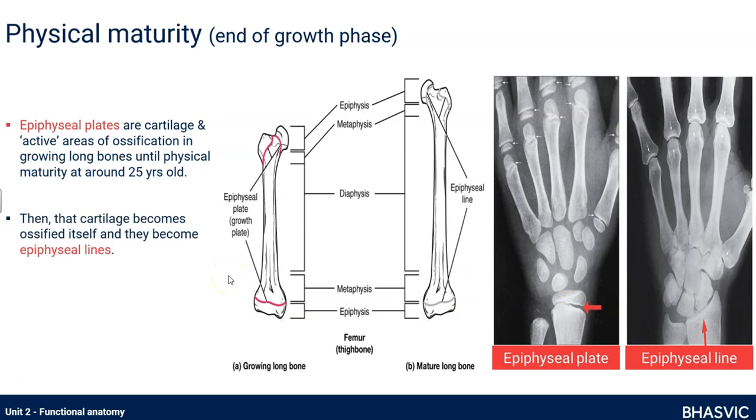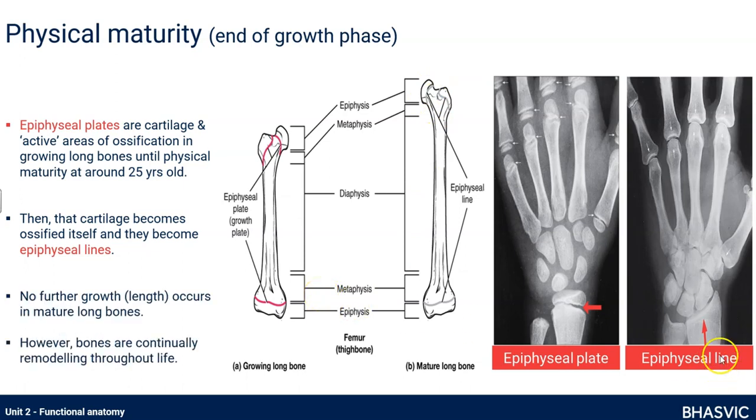At physical maturity, so once we stop growing, these plates actually ossify themselves and become epiphyseal lines, so they become solid bone. No more bone growth, no more bone lengthening happens at those sites when we're physically mature. And you can see on this right-hand X-ray here, there's a solid line there instead of the gap. So when we stop physically growing and getting taller, and we're physically mature, we do still have bone activity. There is still bone remodeling, and bone remodeling happens throughout life.